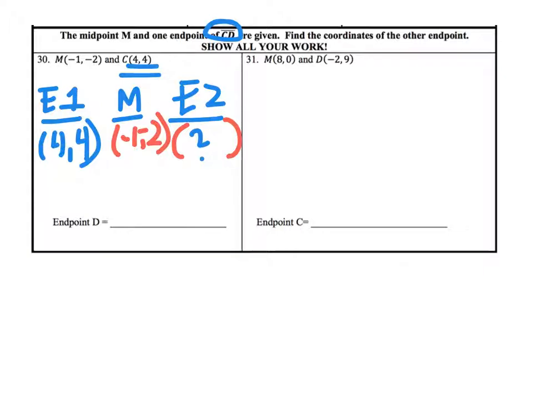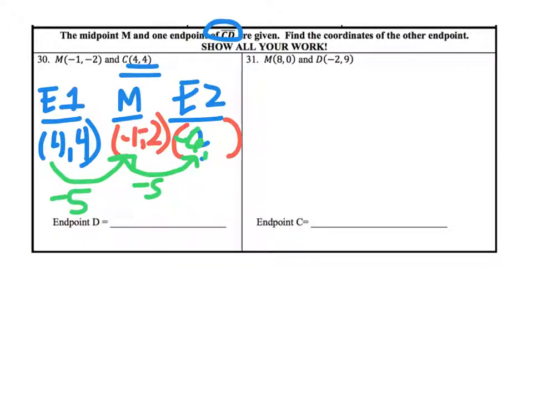So the first thing I'm going to look at is how do I get my x's? So how do I get from 4 to negative 1? Well, I would subtract 5 from that. So to get my new x, we're also going to subtract 5. So when I do negative 1 minus 5, I get negative 6.